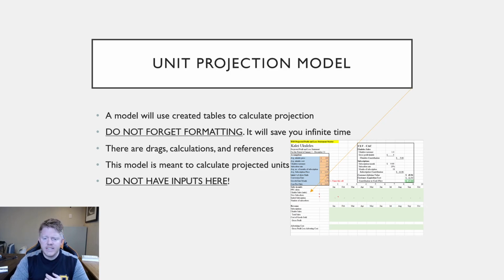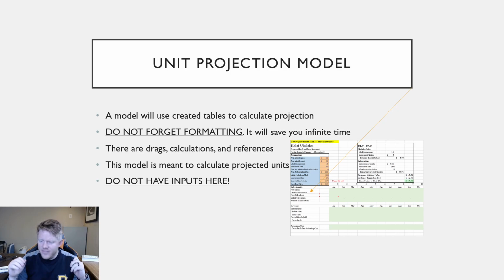Then there are drags, calculations, and references. In a model, you're going to be using first calculations. So you're going to put in that first cell a calculation, and I can show you this. Some of it will be references, and then what happens is we're going to take those first primary cells that we're calculating and we're dragging them out.